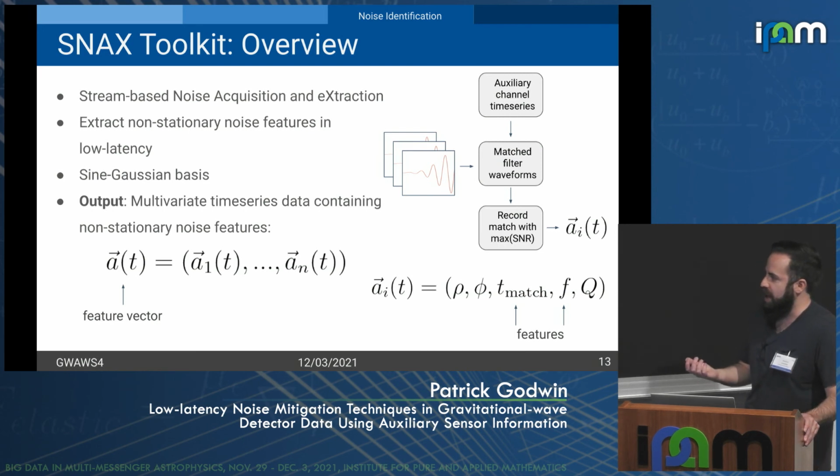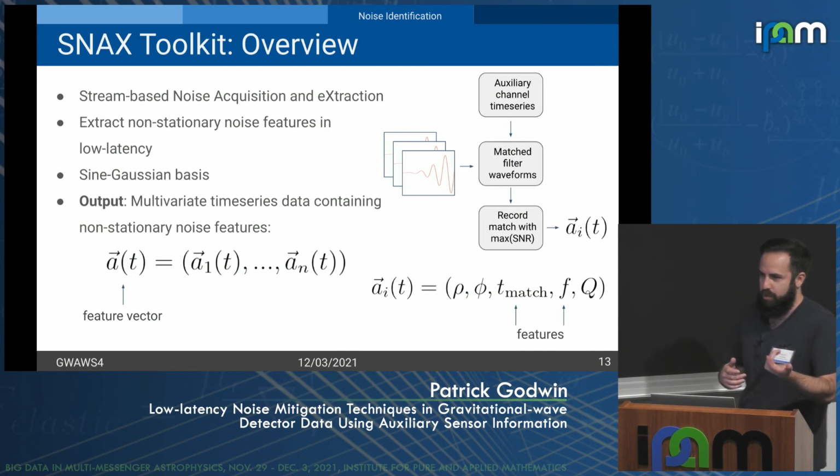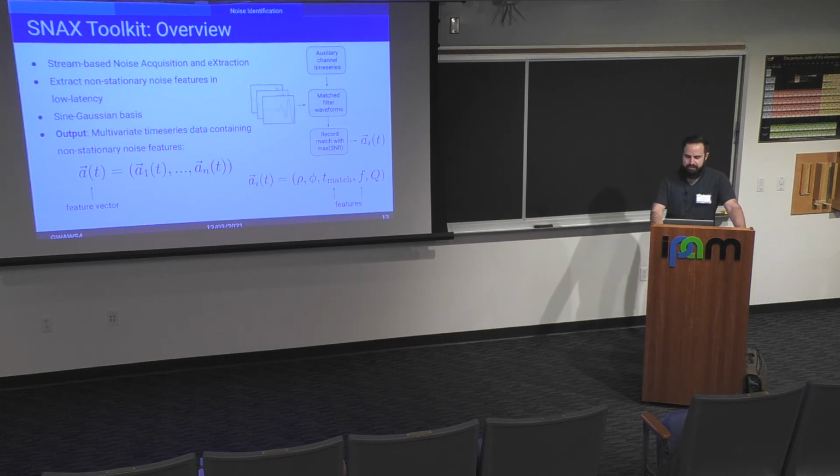On the bottom right, you have some of these features here. The first two correspond to the SNR and phase from the match filter output, the time of the match, and then the central frequency and quality factor of the sine Gaussian, basically fully describing the sine Gaussian waveform that I use to match filter with. And then we can take all that information for multiple auxiliary channels and combine it into a feature vector.